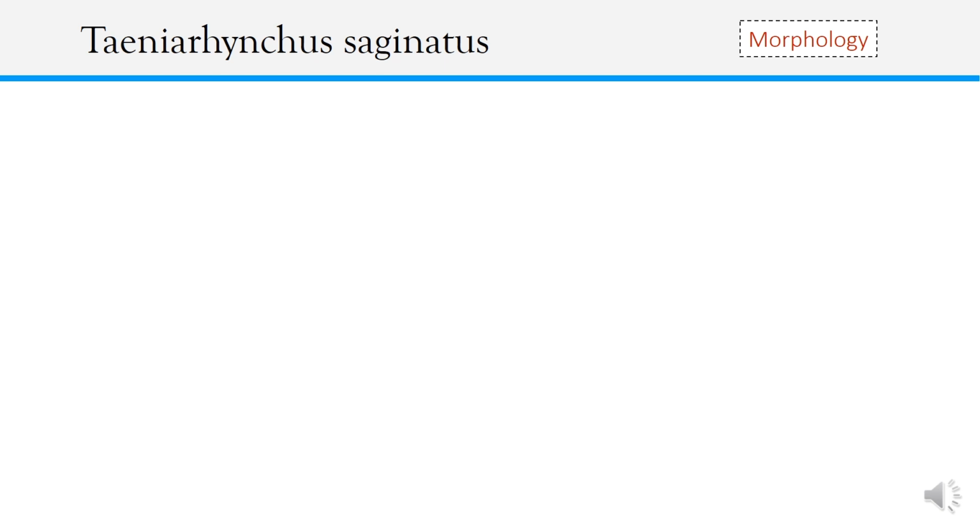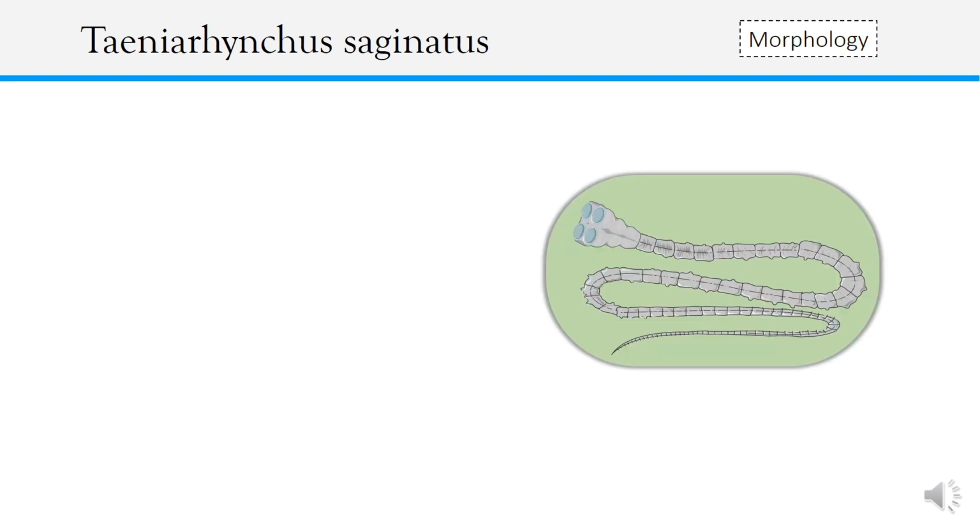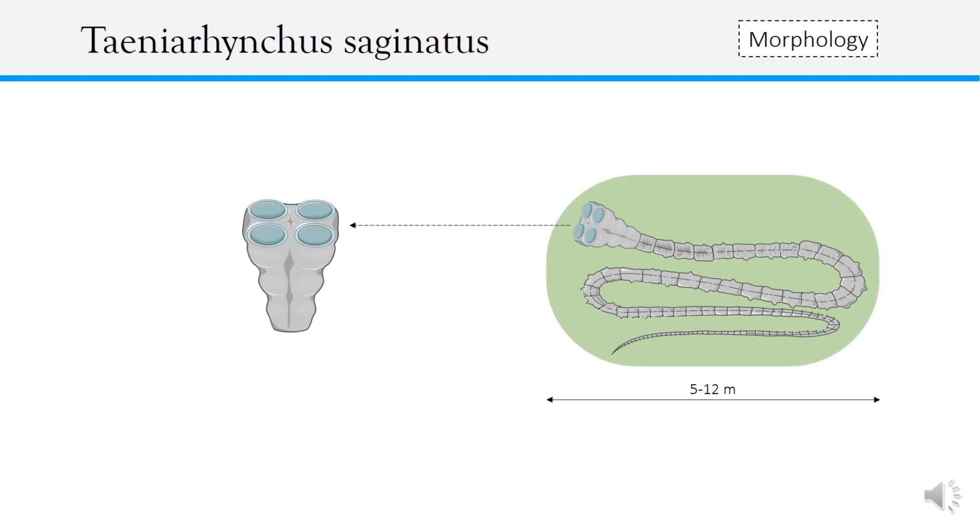Let's look at the morphology of this parasite. It looks a little bit similar to the previous one, but the scolex is different. It can reach up to 12 meters long, and you see that there are no hooks on the scolex. Instead of them, there are 4 suckers. That is why it is called unarmed, because it does not have hooks.